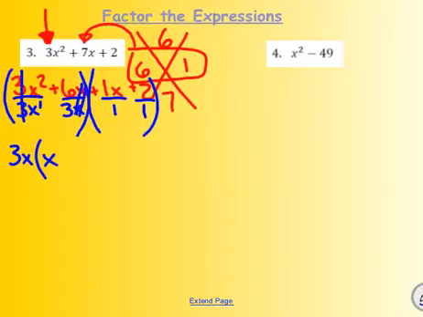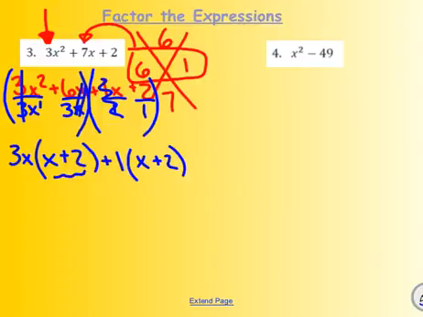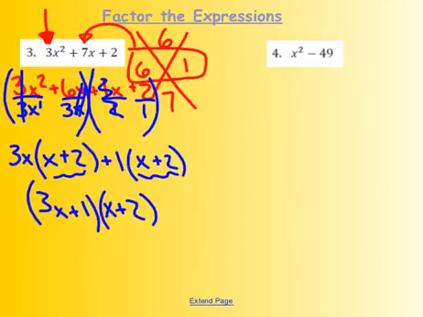X is canceled. 6 divided by 3 would be a plus 2. Plus 1, because that's my GCF in the second group. The 1's cancel. I still have an x, though. And 2 divided by 1 would still be plus 2. So since these are the same, that's when I jump to the step of 3x plus 1 and x plus 2.